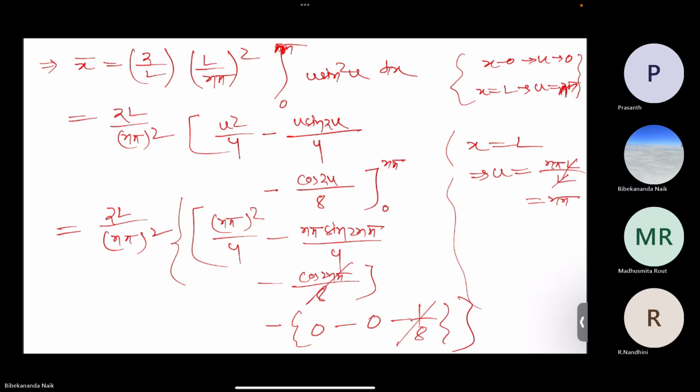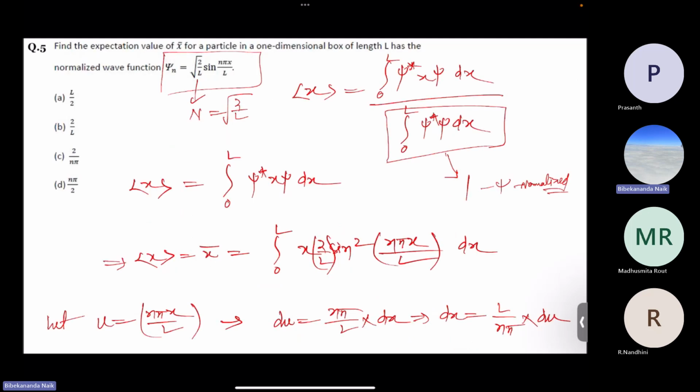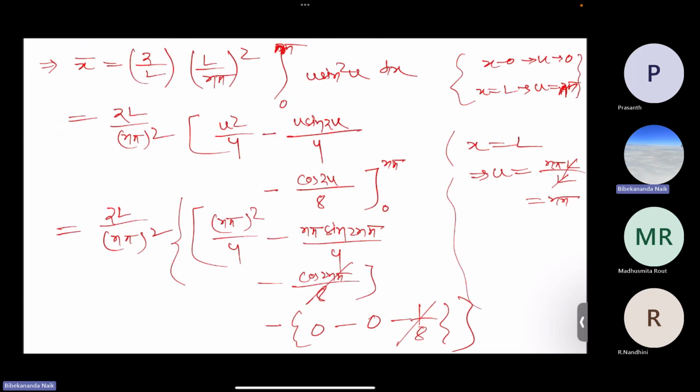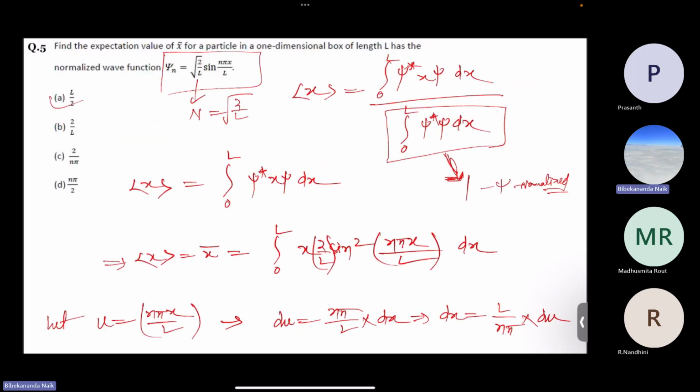So we have taken the normalized wave function, and since the wave function is normalized, this denominator becomes 1, and when this denominator becomes 1, we simply need to take the integration. If there is a change of variable in the process, then when you are changing the integration variable, similarly the limits of the integration will be changed. So when you change the limits of the integration and you calculate, you get the value L by 2. So the correct answer will be option A, which is L by 2.